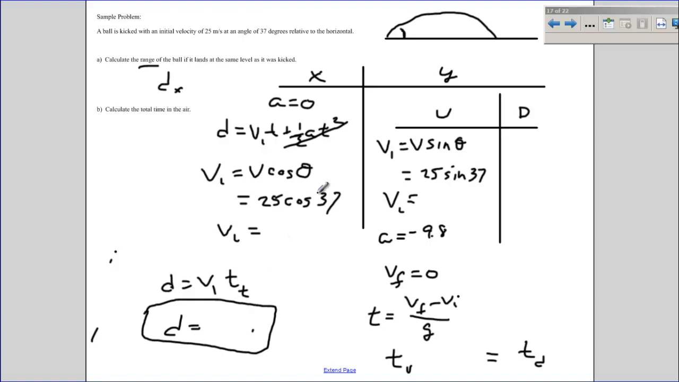So in this problem, using this technique of using the grid and refreshing our memory about how to break things into parts, in this symmetric case, I was able to calculate the total displacement, or the range, the distance, and calculate the total time the ball was in the air. So again, quick review about how to do a sample problem. And we'll do a bunch of those in class, so don't worry.